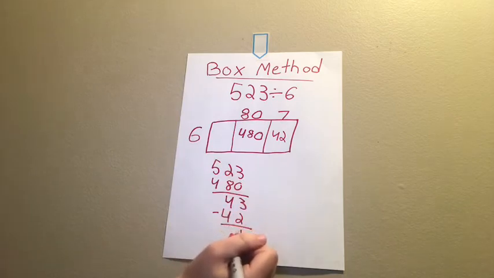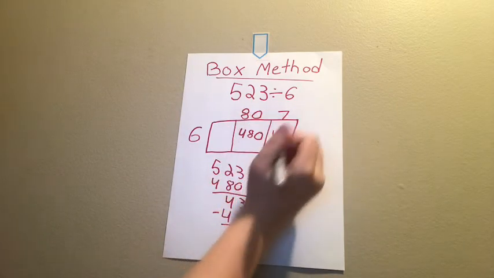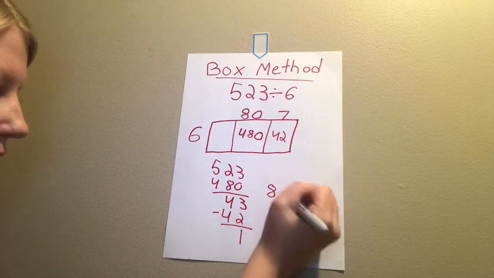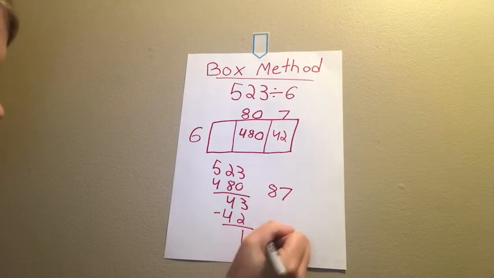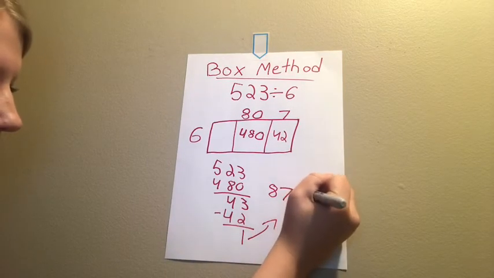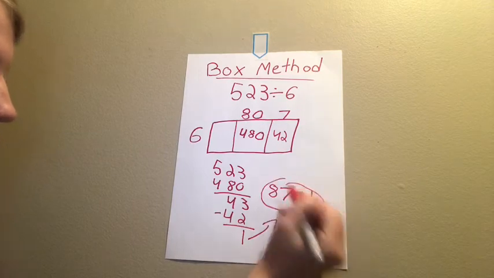So now we can't go any farther, so we see that 80 plus 7 is 87 with a remainder of 1. And that is our answer.